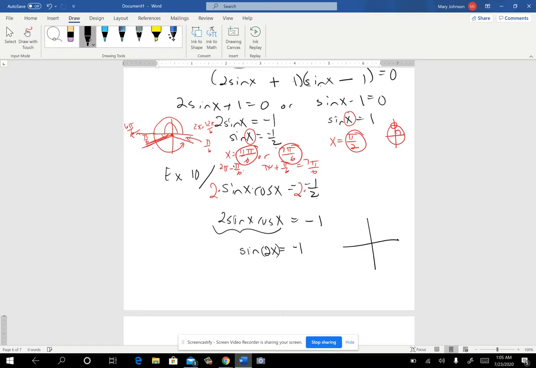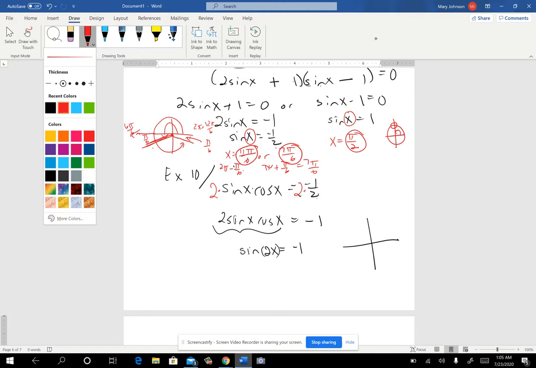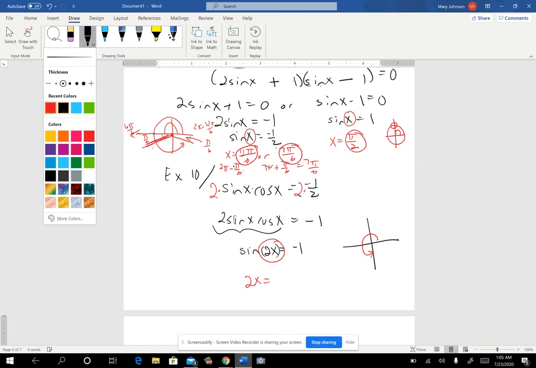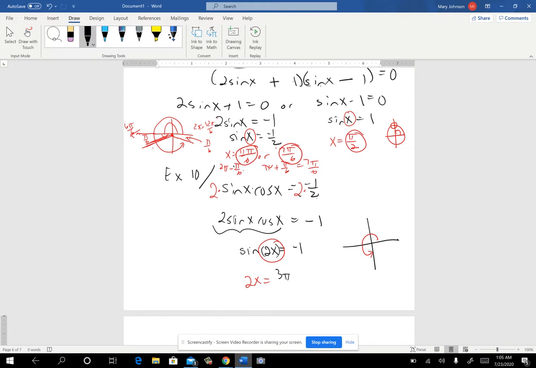Okay. So I can think about where on the unit circle would my sine be negative 1, and I'd be right there. So this 2x would have to equal 3 pi over 2, because that's the spot where the sine would be negative 1.